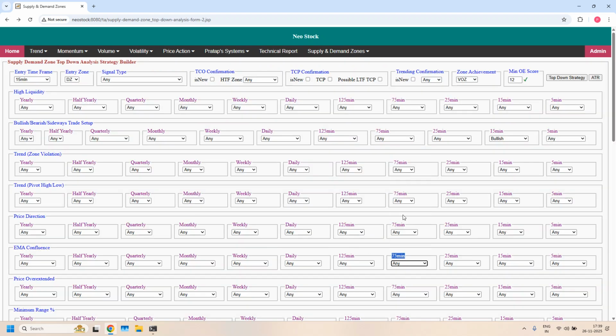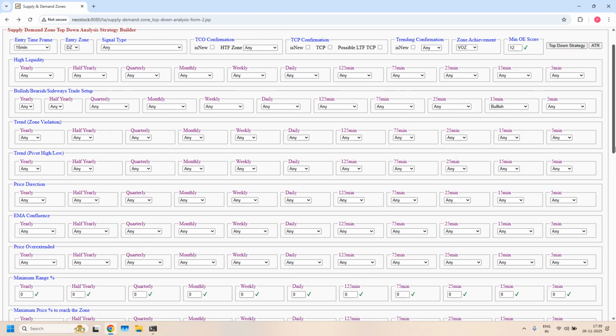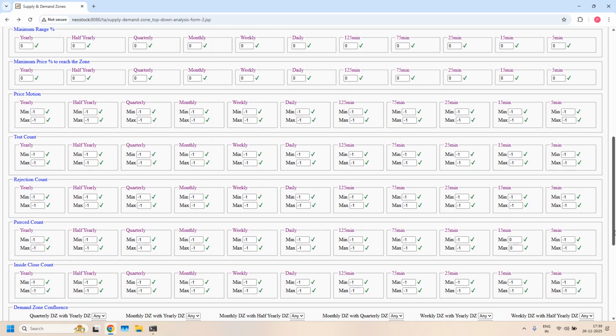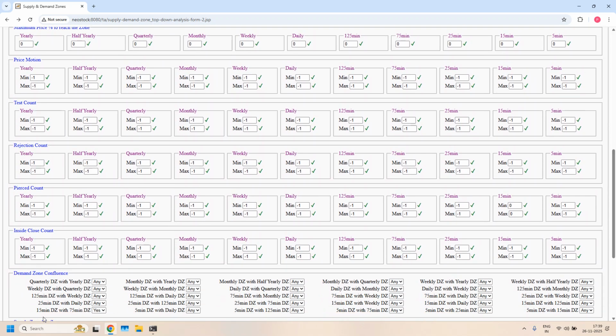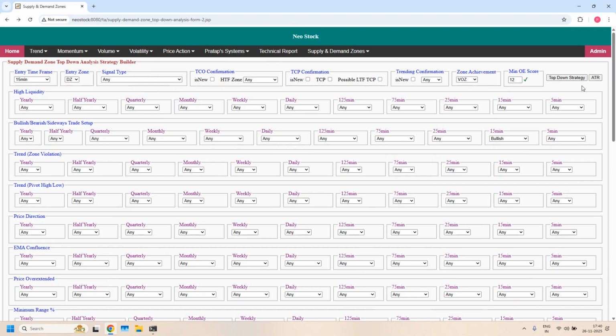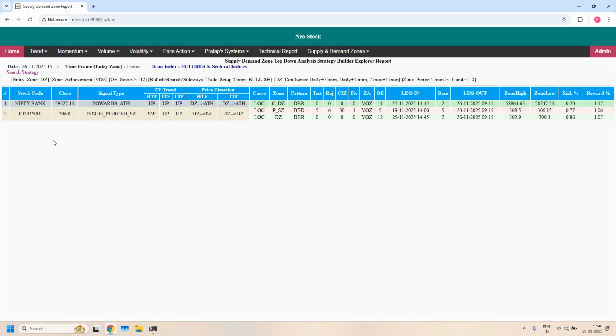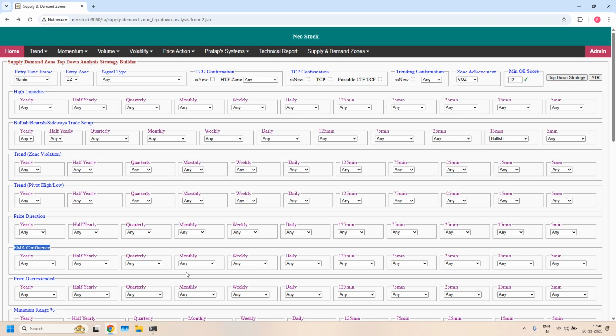Removing ITF EMA filter. Second strategy, first step, LTF, ITF and HTF demand zone confluence. That is 15 minutes and 75 minutes, 15 minutes and daily, 75 minutes and daily demand zone confluence. By enabling all the 3 filters, we got 2 stocks. Out of these 2, only Nifty Bank is having uptrend. In this, again, let us check a daily demand zone having daily EMA.